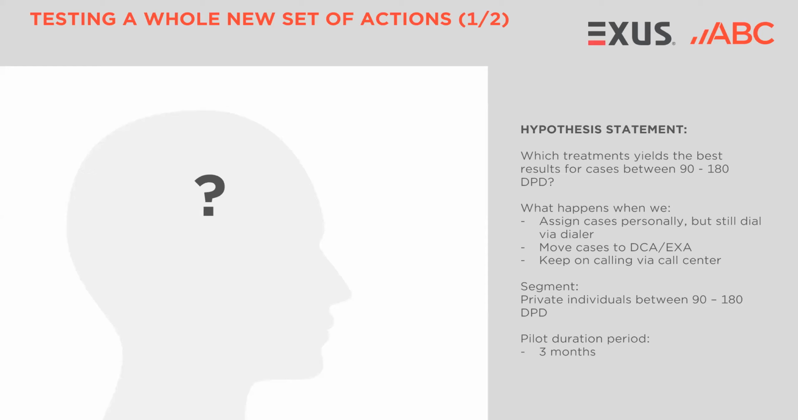So we had cases that have defaulted, and we tried to figure out what is the best treatment we should apply to these guys. So we had three things, right? We could either keep on calling via call center, or we move the cases to a debt collection agency, DCA, or external agency, EXA, or we do so-called personal assignment, but on a dialer. So we would just sit senior guys on the side. We would put them on a dialer, and they would be spinning, but on personal assignment.